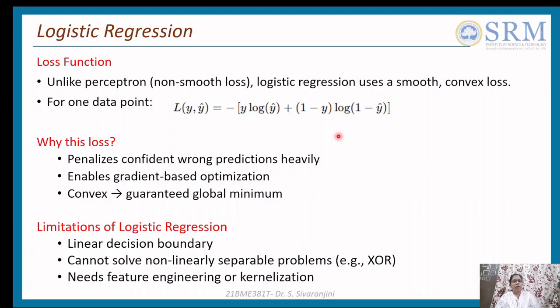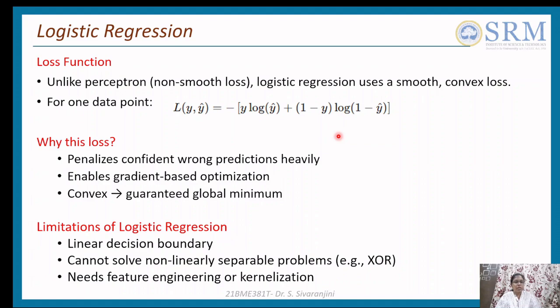Loss of y, which is the actual label, and y cap, which is the predicted probability. The loss between the actual label and the predicted probability is given as minus y times log of y cap plus 1 minus y times log of 1 minus y cap. This is also called the log loss or the binary cross entropy loss.